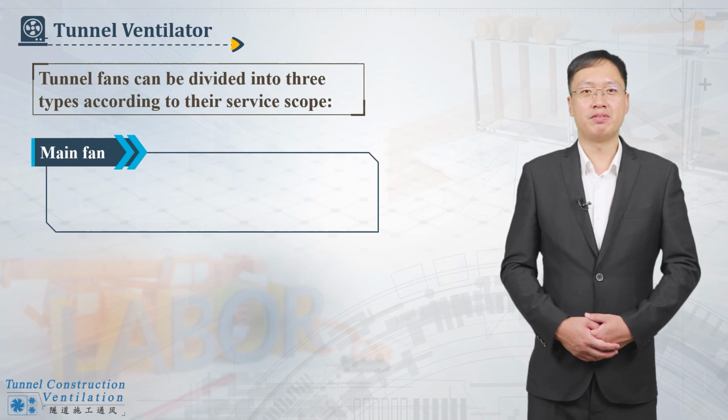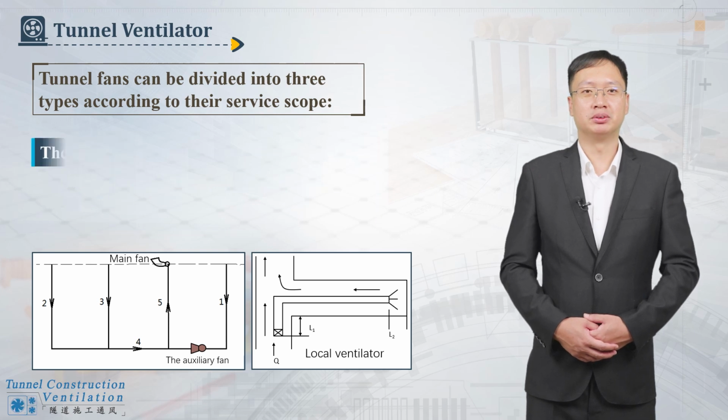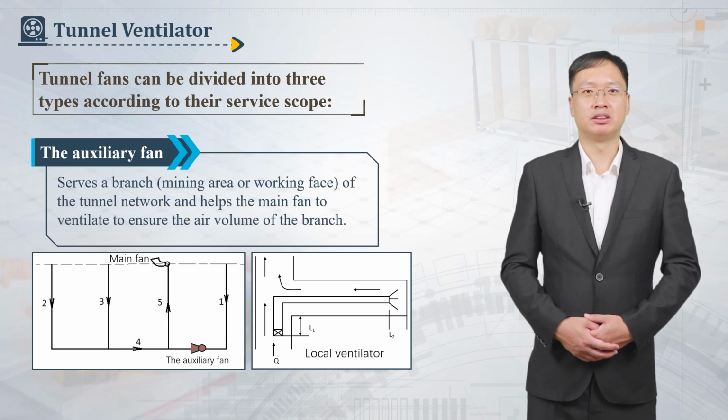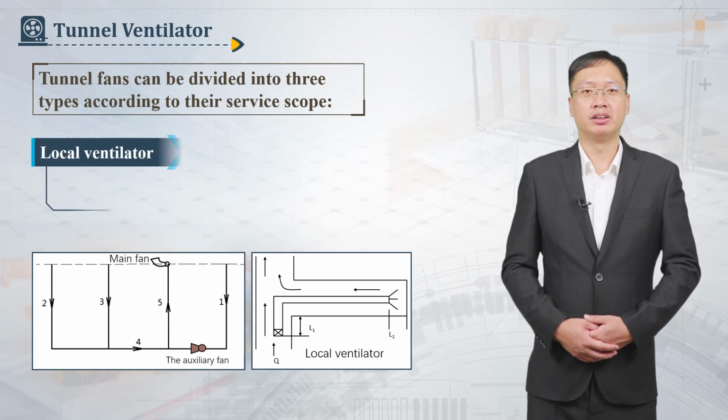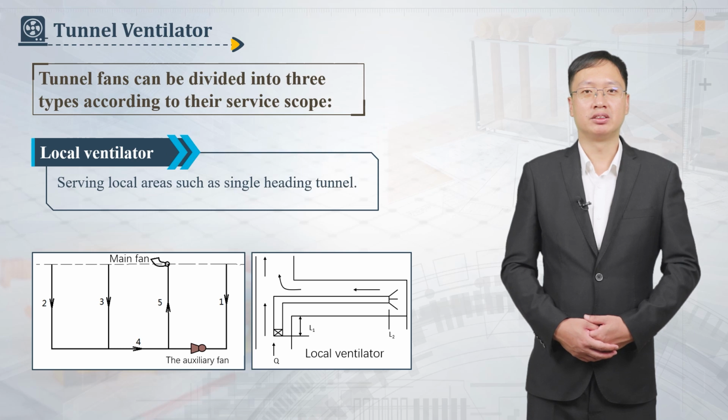1. Main fan, serving the whole tunnel or one wing or section of the tunnel. 2. The auxiliary fan serves a branch, mining air or working phase of the tunnel network and helps the main fan to ventilate to ensure the air volume of the branch. 3. Local ventilator, serving local air, such as single-heading tunnel.